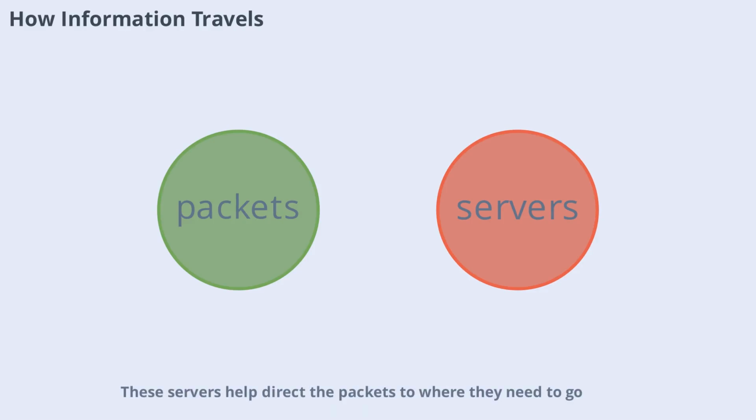Once all the packets arrive at their destination, they're reassembled into the original message or website you want. This system makes the internet fast and reliable even if some parts of the network are busy or not working. In short, the internet is like a digital postal service delivering your information quickly and efficiently.